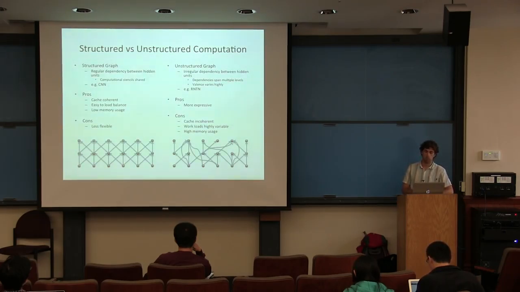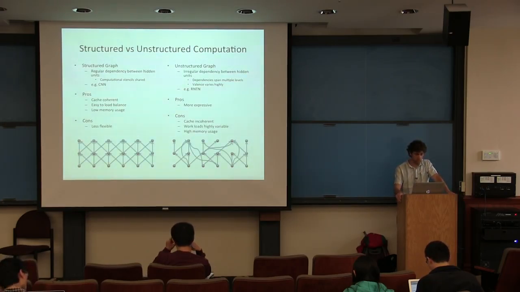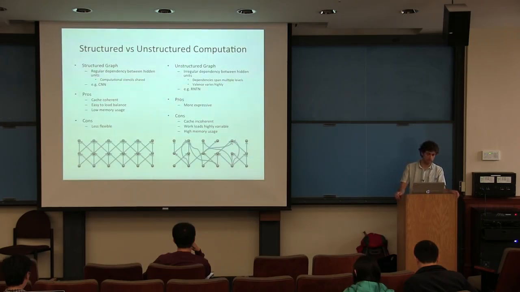On the other hand, you also have structured graphs. These things are really great computationally. What I mean by a structured graph is where you have regular dependency between your hidden units. An example of that would be a CNN. These things are great. They're cache coherent because you can lay out everything linearly in memory. They're easy to load balance because you can a priori know exactly how to partition all your hidden units and data among your computational nodes. They require less memory because you don't have all that topology.